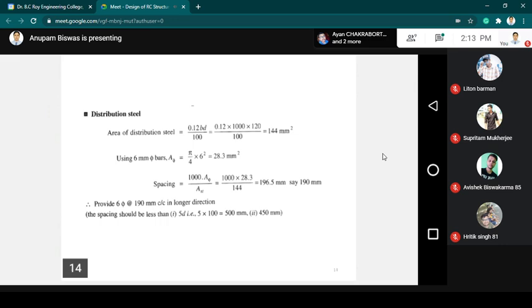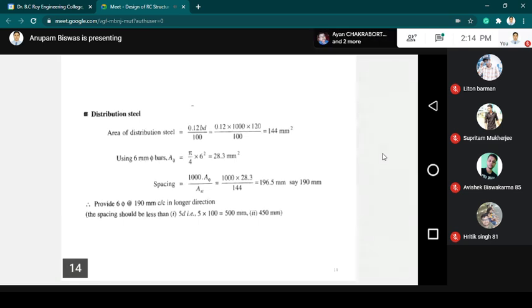Next step is your distribution steel. So in the distribution steel, we know that it is the secondary bar that you have to provide on the longer span. So for that, the minimum reinforcement criteria is 0.12 BD by 100. So by giving all the values, we get 144 mm square. So here we are using 6 mm bars since a longer area is to be provided, so a lesser diameter of bar can be utilized.